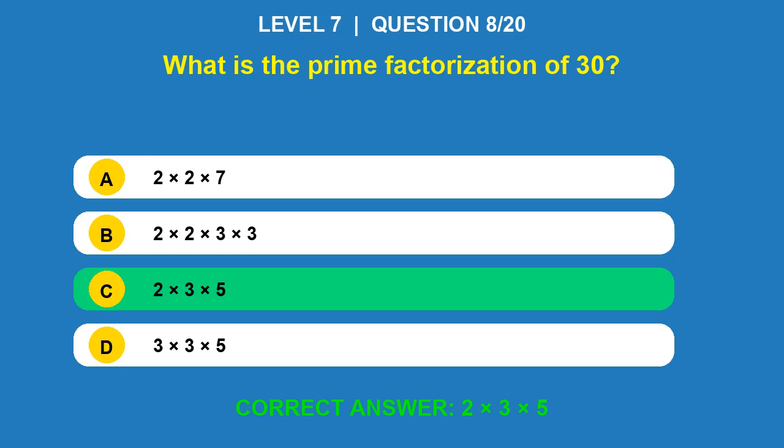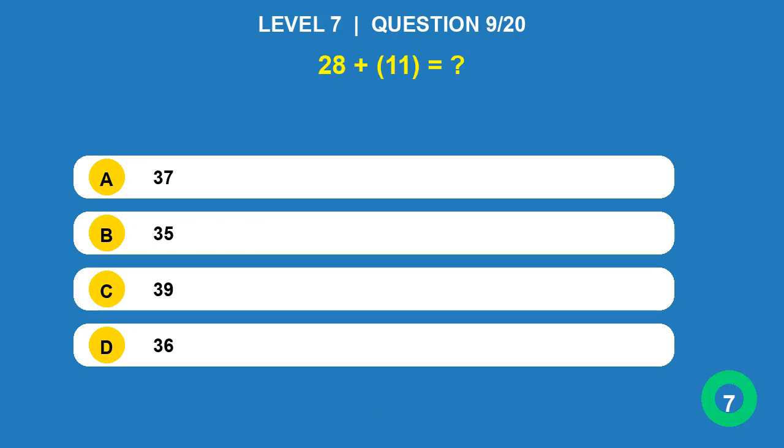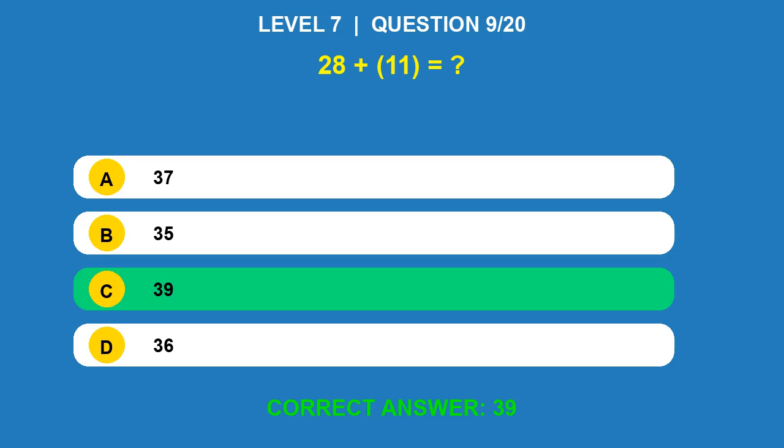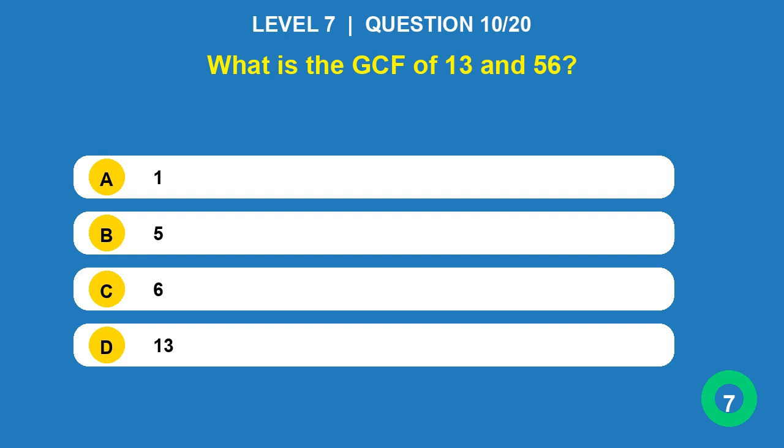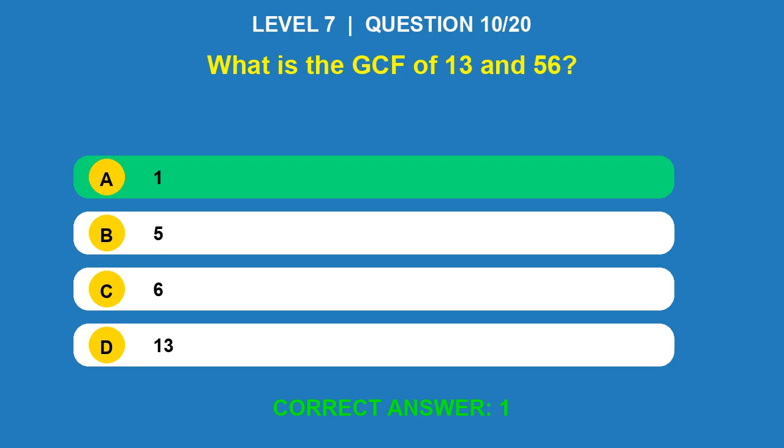Answer is 2 times 3 times 5. 28 plus 11 equals? Answer is 39. What is the GCF of 13 and 56? Answer is 1.